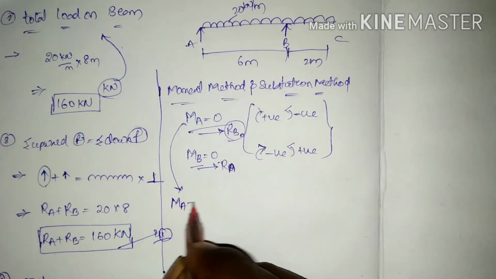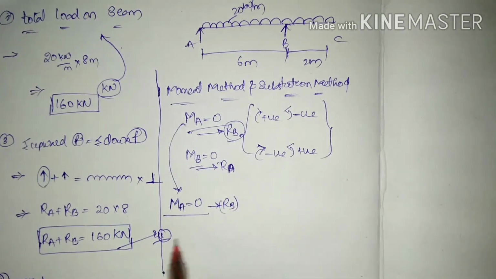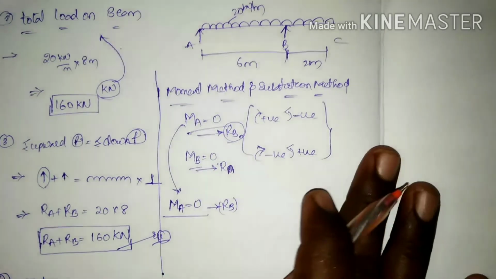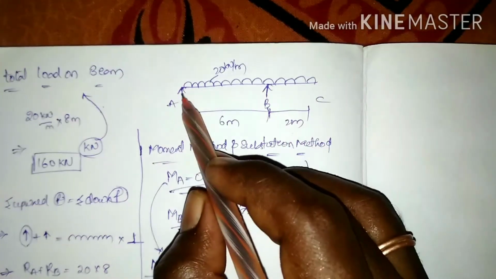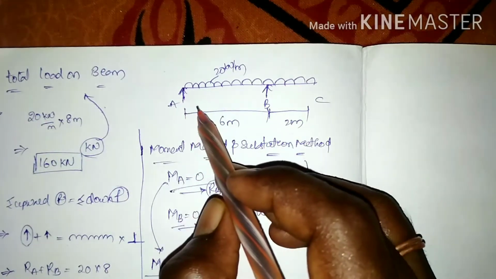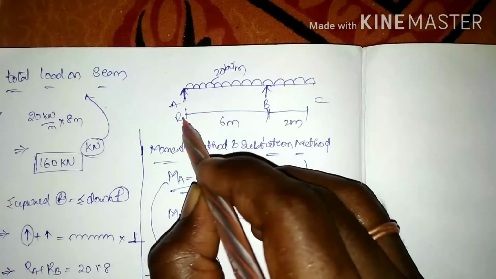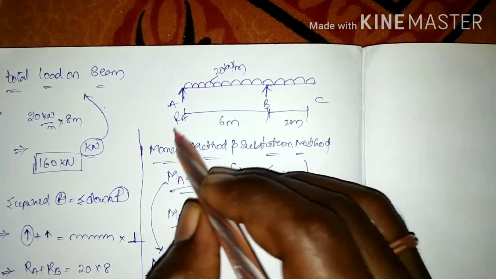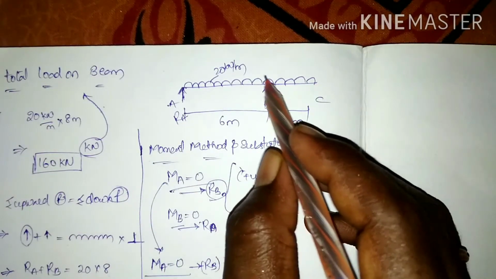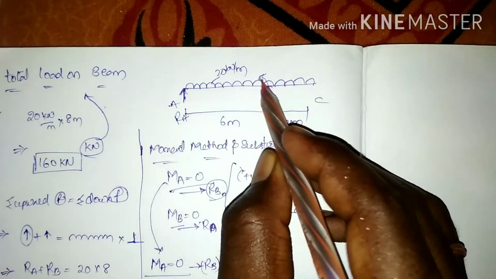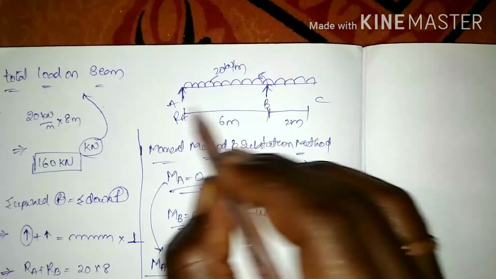I am going to take the moment about A equal to 0, and find the value of the RB reaction. Here, let us see the diagram. RA is not going to stay in this equation because there is no perpendicular distance to multiply with this RA reaction, so it is going to be 0. And then we have the RB reaction in an anti-clockwise direction, with a distance of 6 meters.